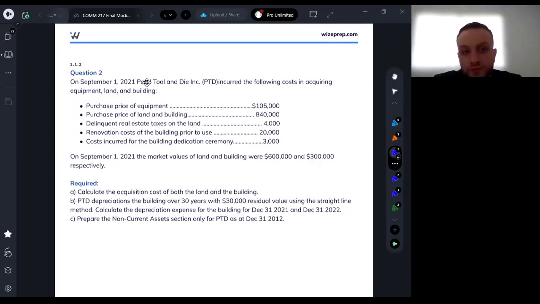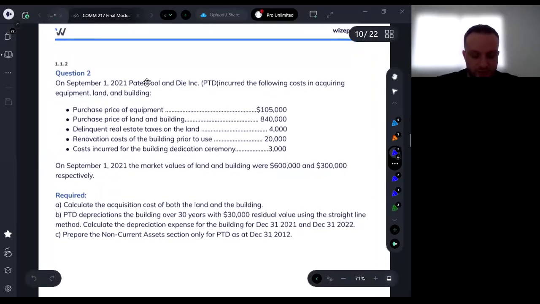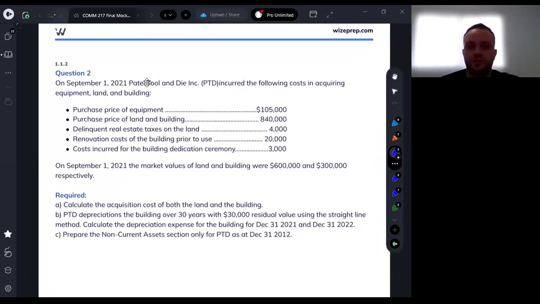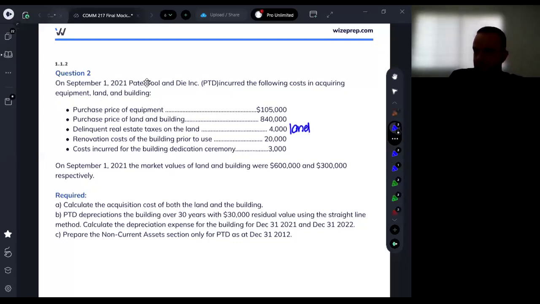So on September 1st, 2021, Patel Tool and Die (PTD) incurred the following costs in acquiring equipment, land, and building. The purchase price of the equipment was 105. That, of course, we're going to consider. Purchase price of land and building was 840. Delinquent real estate taxes on the land is 4,000. This, by the way, we're going to put to land. This, of course, goes to equipment. This is for both land and building.